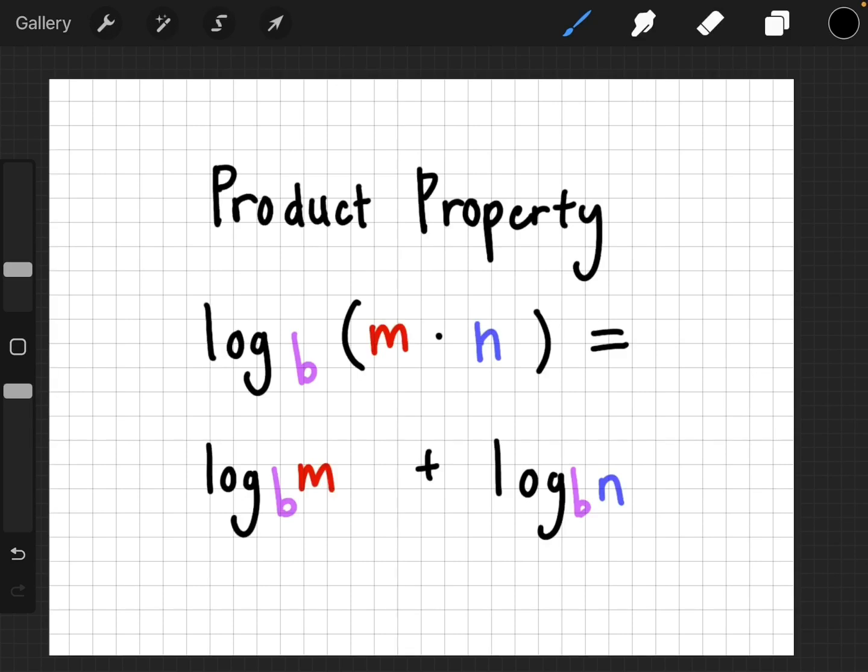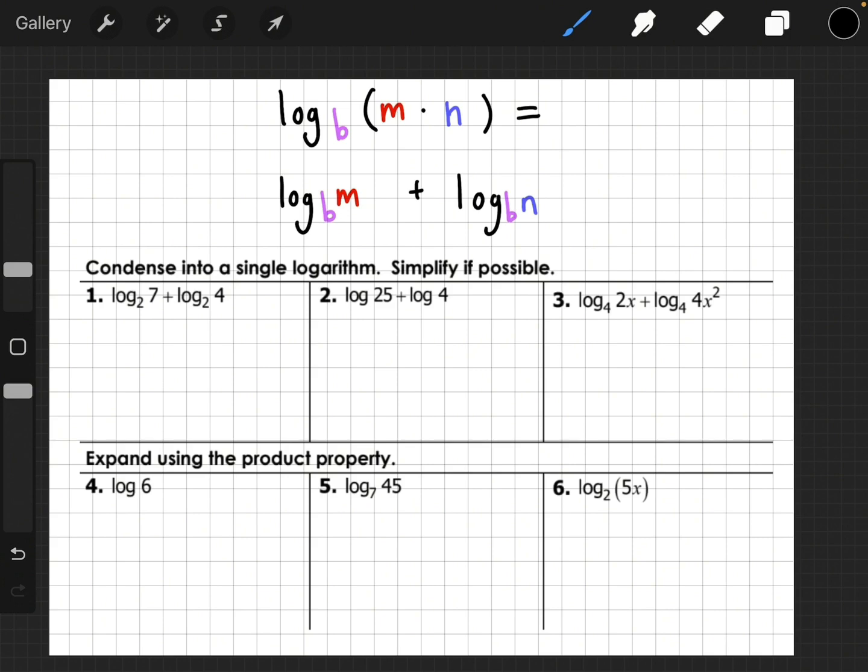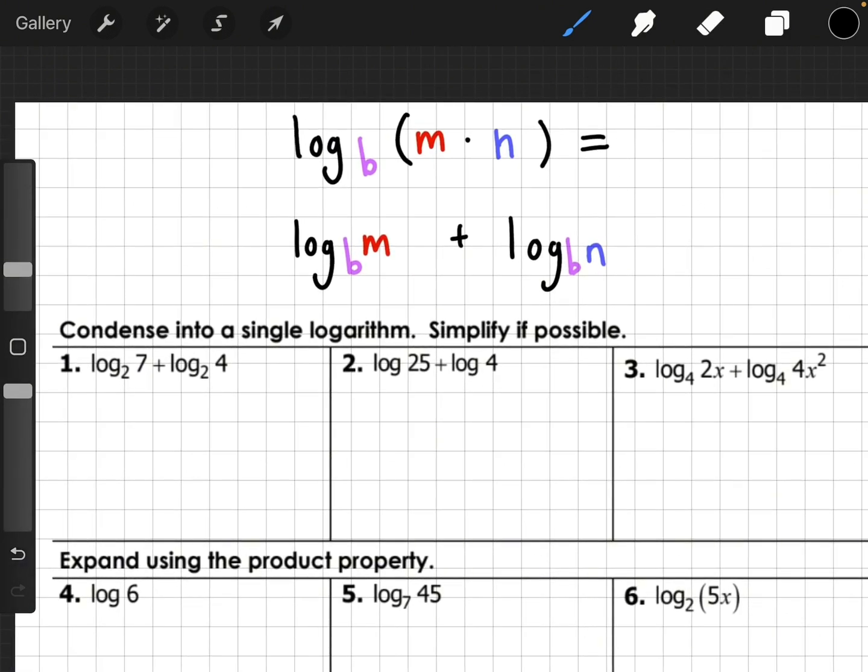So the first property of logs that we'll talk about in this lesson is the product property. It says that log base b of m times n equals log base b of m plus log base b of n. Let's do some examples with this. We'll condense into a single logarithm.